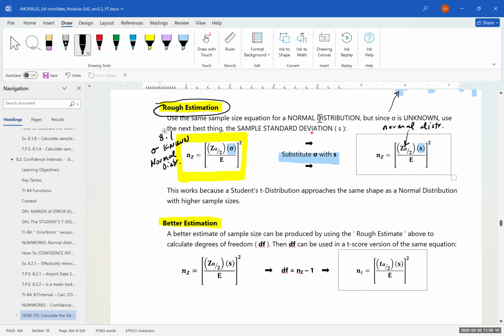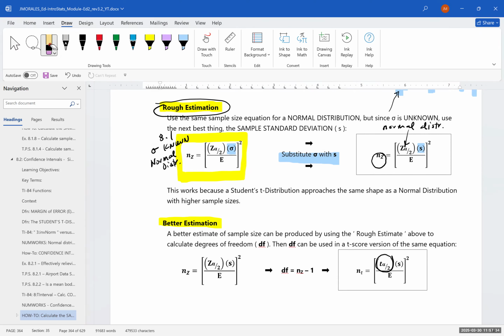Well, what you do is you take this rough estimate of the sample size, and you use that to calculate the degrees of freedom. Once you calculate degrees of freedom, now you can calculate your T alpha 2 score and get a better estimate for sample size.